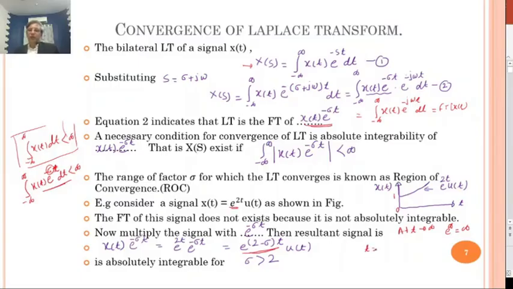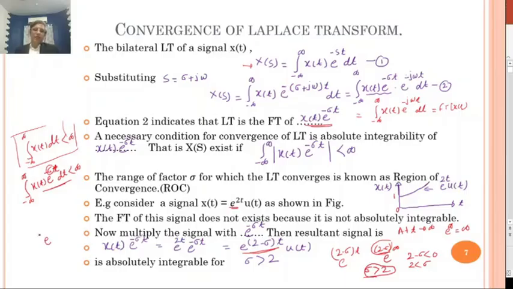Here t takes positive values, so this is e raised to (2 minus sigma) t. If t goes to infinity and 2 minus sigma is positive, the signal is not absolutely integrable. But if the term 2 minus sigma is negative, that is, less than 0, then 2 is less than sigma, meaning sigma is greater than 2. When sigma is greater than 2, this term is negative.